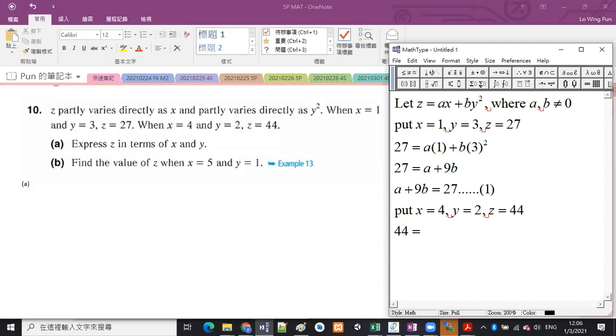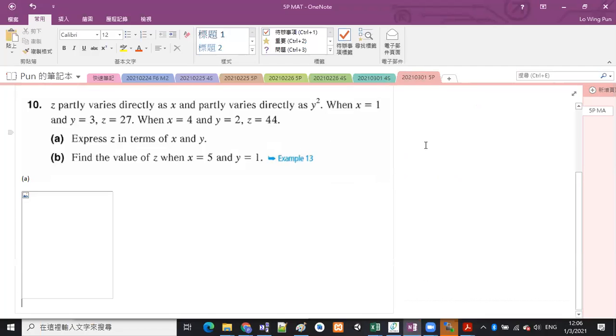So 44 is equal to a times 4 plus b times 2 squared. And then simplify the term. 44 is equal to 4a plus 4b. And notice that all the numbers are multiples of 4. So we divide every term by 4 here. 44 divided by 4 is 11. And then 4a over 4 is 1a plus 4b over 4 is 1b. Okay. And then a plus b is equal to 11. And label this to be equation 2.